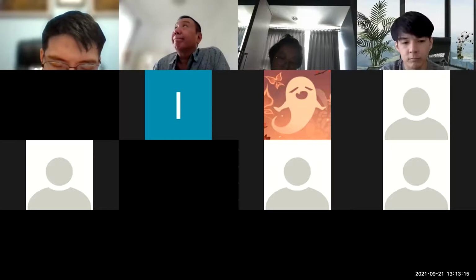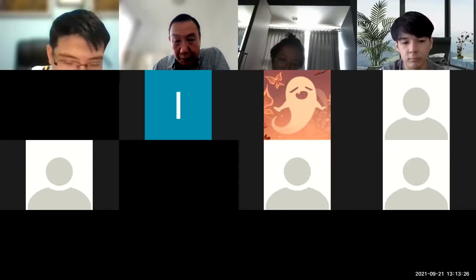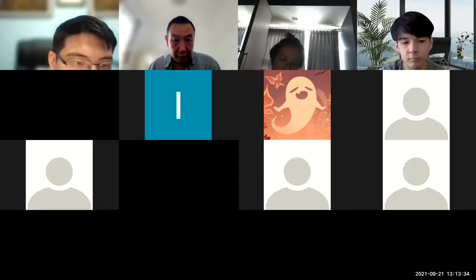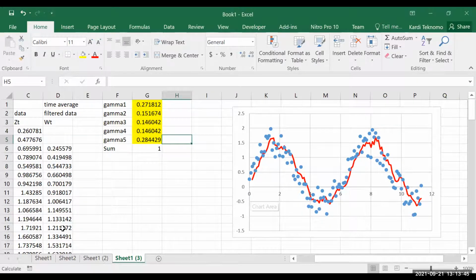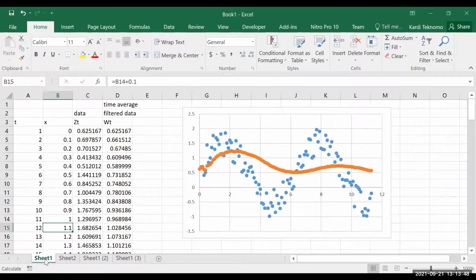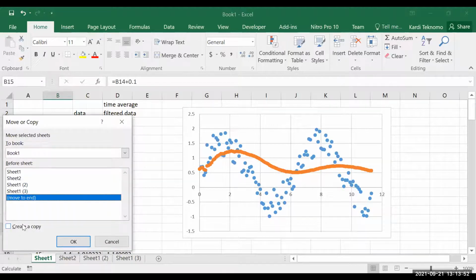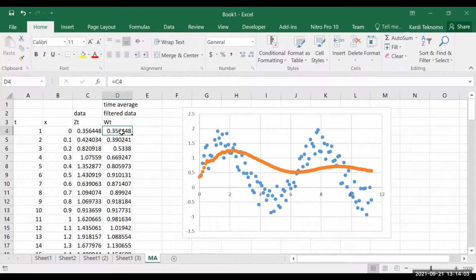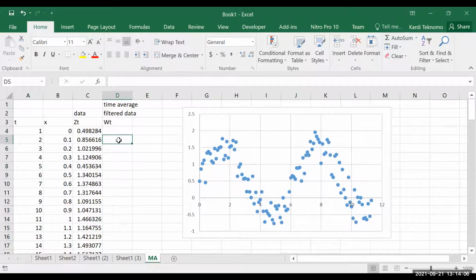So how about the moving average? Okay. The simplest moving average is actually just the moving average. Let me try to show you the moving average. Again, we copy the data. I got it from sheet one, right? Move, copy. Okay, now it becomes sheet four here. This one, I call it MA. Okay, so I delete this one, the filter data, and then I do a moving average.